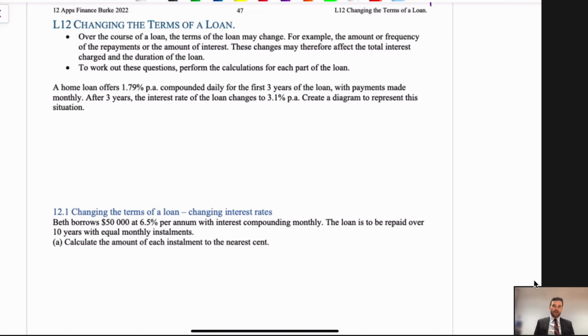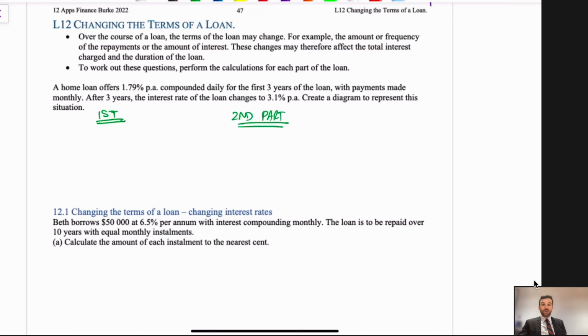So let's go through this scenario. A home loan offers 1.79% compounded daily for the first 3 years of the loan, with payments made monthly. After 3 years, the interest rate of the loan changes to 3.1%. Create a diagram to represent the situation. So I want you to think of it as the first part of the loan, and then we've got the second part of the loan.